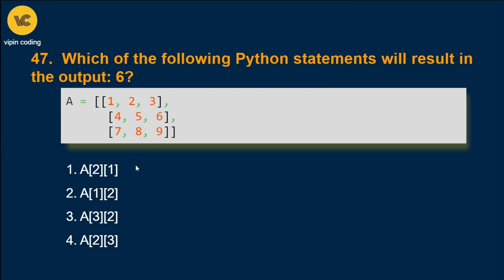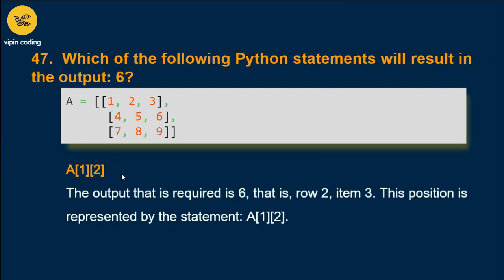Then let's see the answer. The answer for this is A[1][2]. The output that is required is 6, that is row 2 and item 3. This position is represented by the statement A[1][2].